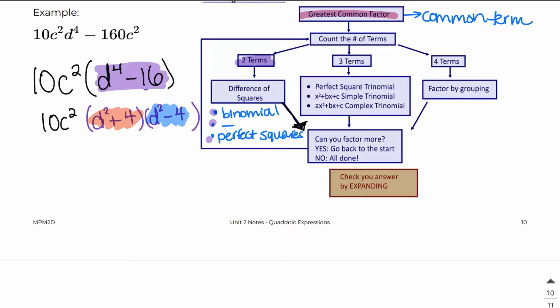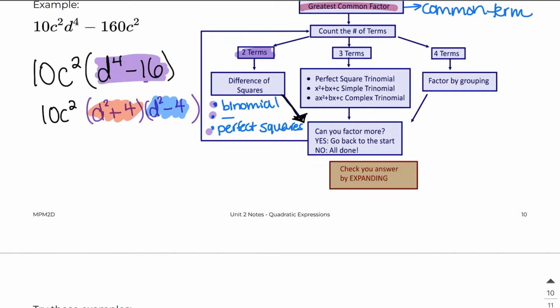The orange expression is not because of this plus sign that we have here. It has to be subtraction, which means that I can just leave the d squared plus 4. It is fully factored. But this d squared minus 4 right here is a difference of perfect squares because it is a binomial, has subtraction, and there are perfect squares.